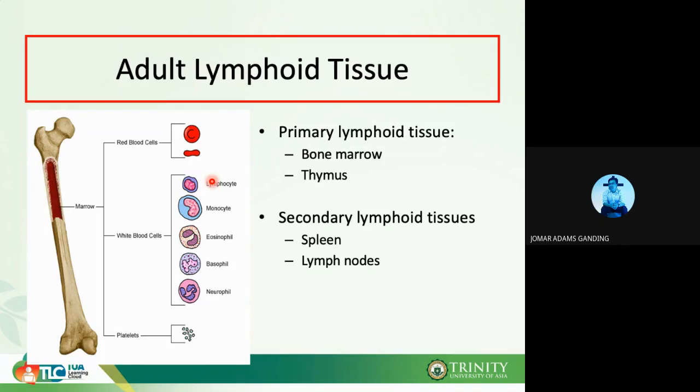Again, your B cell differentiates in the bone marrow. Your T cell differentiates in the thymus.